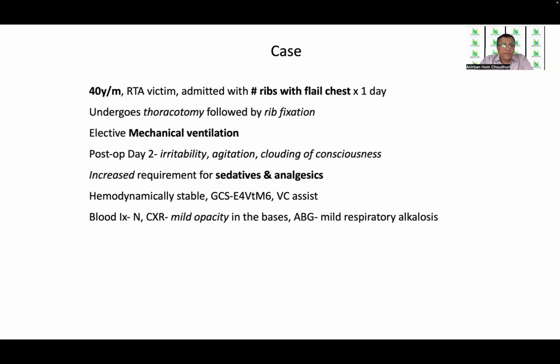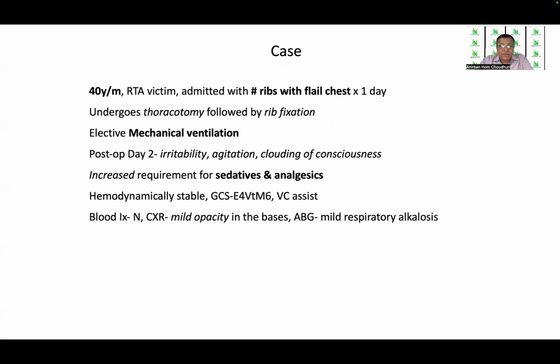A 40-year-old male, a victim of road traffic accident, was admitted with fractured ribs and flail chest for 1 day. Patient undergoes thoracotomy followed by rib fixation and is on elective mechanical ventilation after the surgery. On the second day of the post-operative period, the patient develops irritability, agitation, and clouding of consciousness. Alongside, there is an increased requirement of sedatives and analgesics to calm down the patient. Otherwise, the patient is hemodynamically stable.